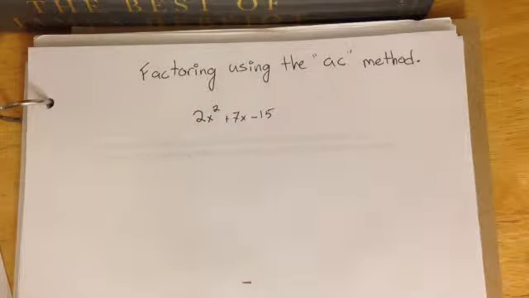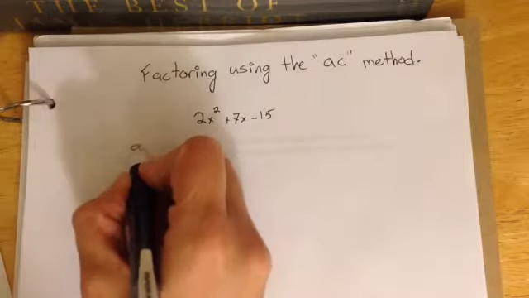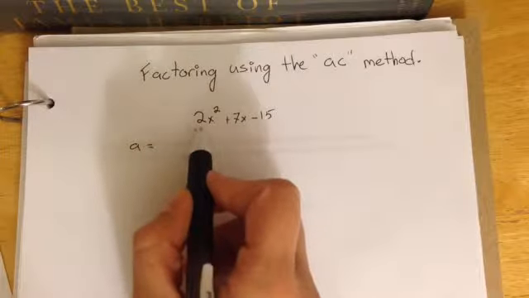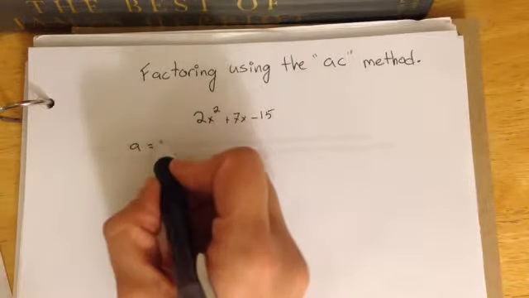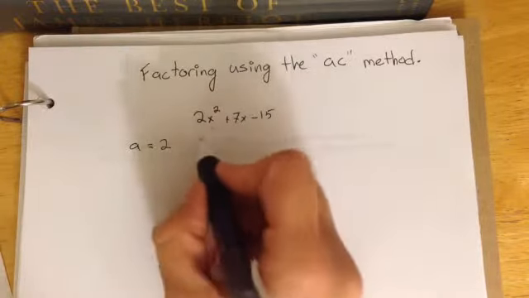This video is going to be an example of factoring a quadratic expression using the A times C method. The very first thing that we should do is identify A, B, and C in this quadratic expression. A is the coefficient of x squared. So in our case, A is 2.